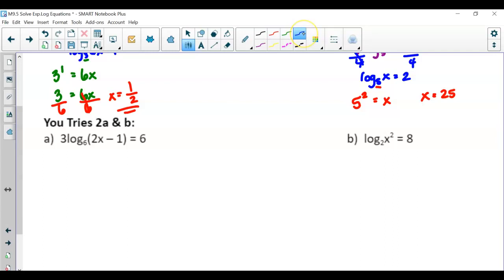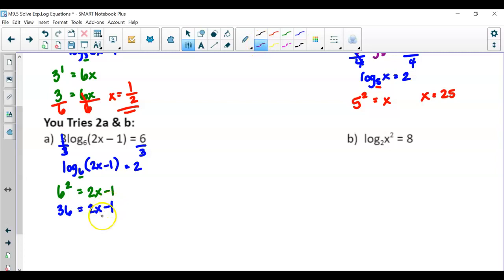And here we go. So again, I notice that 3 is being multiplied, so I'm going to divide both sides by 3. I've got log base 6 of 2x minus 1 is equal now to 2. So now notice the log is by itself. We need to solve it, so we're going to convert it. Base 6 to the second power is equal to 2x minus 1. Now, 6 squared is 36 is equal to 2x minus 1.